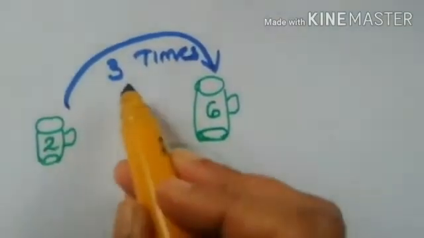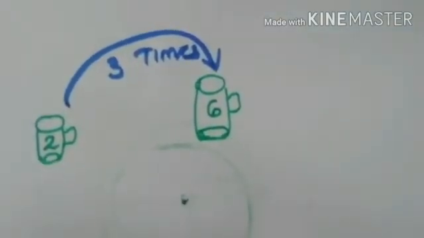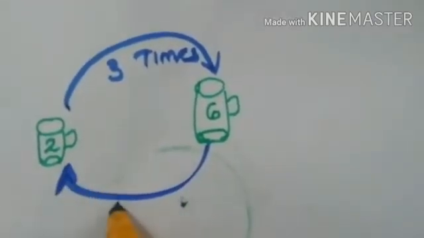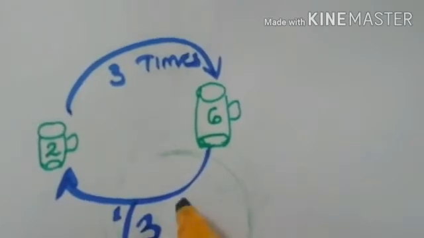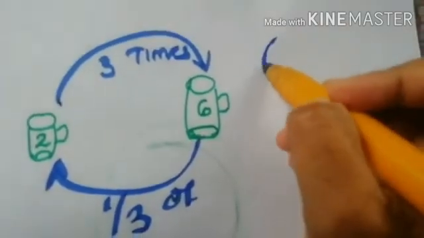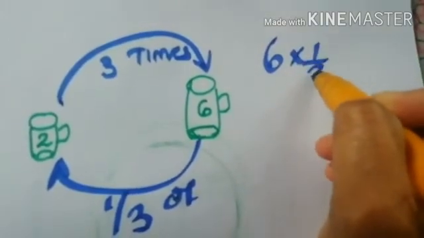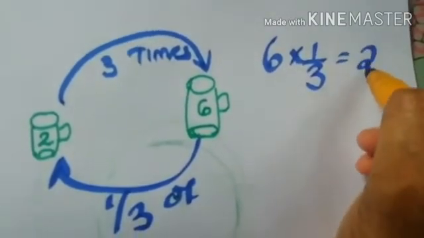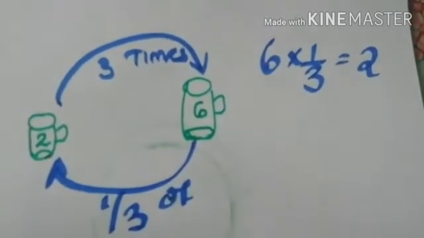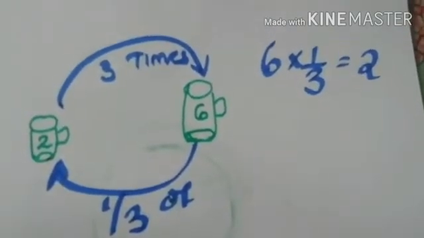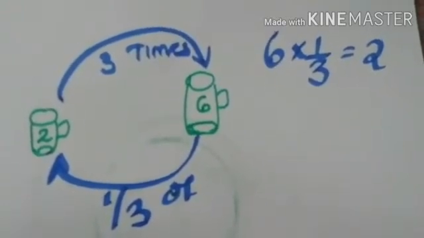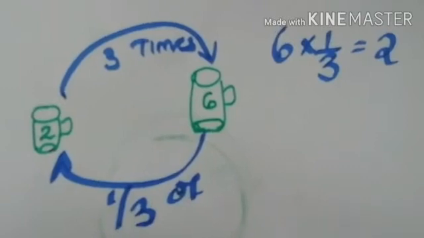That is 2 3s are 6. And reversely we can say that 1 by 3 of 6 is 2. Let me check. 1 by 3 of 6 is equal to 2. That is the smaller one. This is the back and forth. We can express the same thing in both directions.